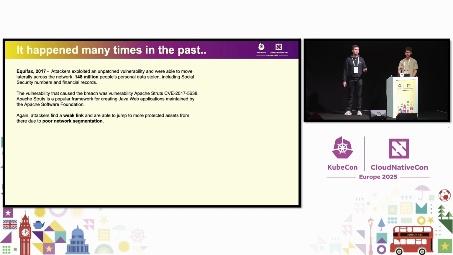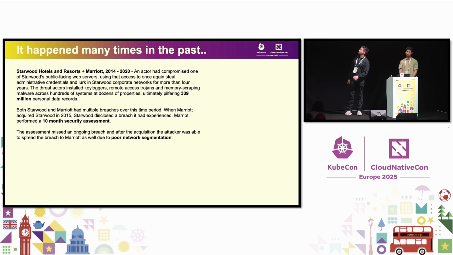Another example a lot of people probably remember is Equifax. 148 million people's personal information was stolen, including social security numbers and financial records. There was a vulnerability in Apache Struts, which is used for Java web applications. And again, once attackers got in through that one weak link, due to no network segmentation, they were able to move to more highly protected assets.